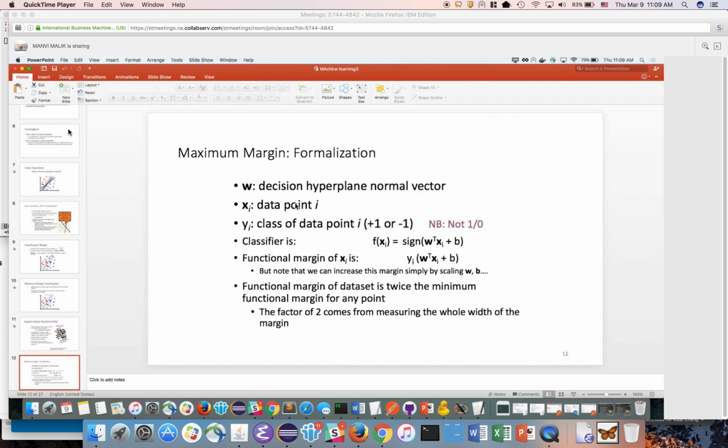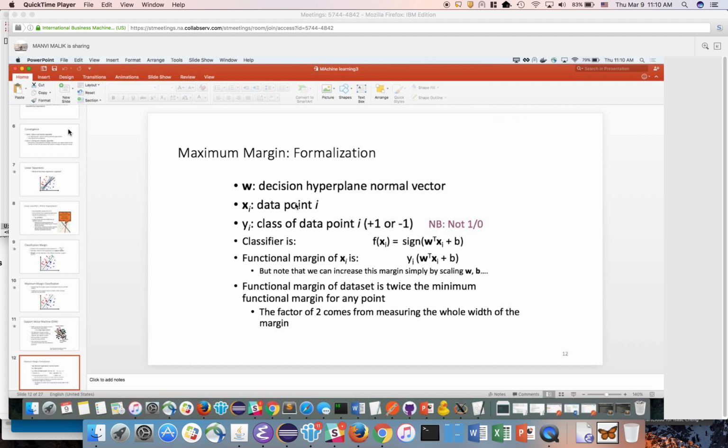Mathematically, let's say W is my decision boundary, my hyperplane vector, X is my input data points, and Yi is my output, that is basically my classification value, plus 1 or minus 1. So again, as we saw in the perceptron, the function of xi, that means my output, is going to be the signum value of W^T xi plus b. So either it will be positive or negative. If this value is greater than 0, it's going to be a positive point, and if it's less than 0, it's going to be a negative point.